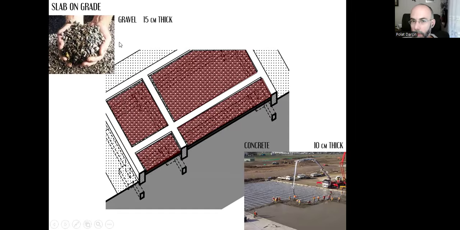The combination of 15 centimeter thick gravel and 10 centimeter thick concrete will create our ground floor. In Turkish, we call it toprağa oturan döşeme. Toprağa oturan döşeme. Okay, I'm going to write it. Toprağa oturan döşeme, because this floor made out of gravel and concrete is placed right above the compressed earth. That's why we call it that.